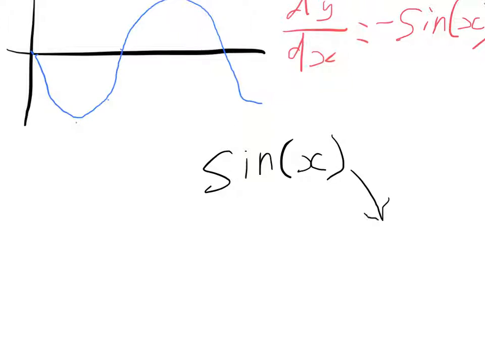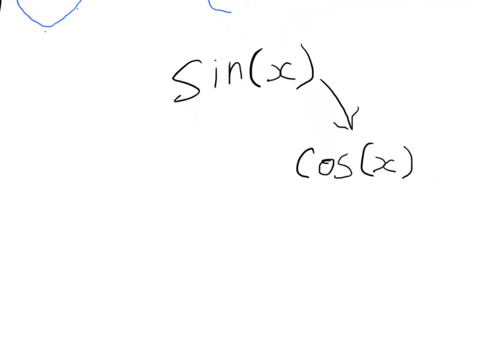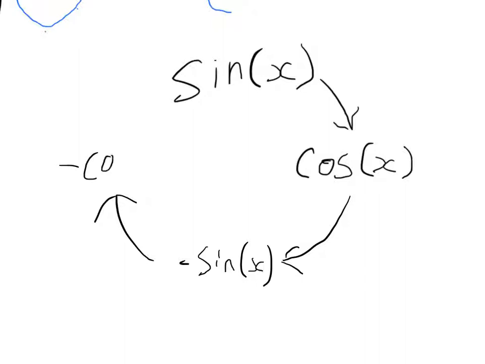And we get this cycle: sine x differentiates to cos x, which differentiates to negative sine of x, which differentiates to negative cos of x, which differentiates to sine x. So we have a nice little circle. And that works really, really well for sine of x and cos of x. So we can have some questions that use those.